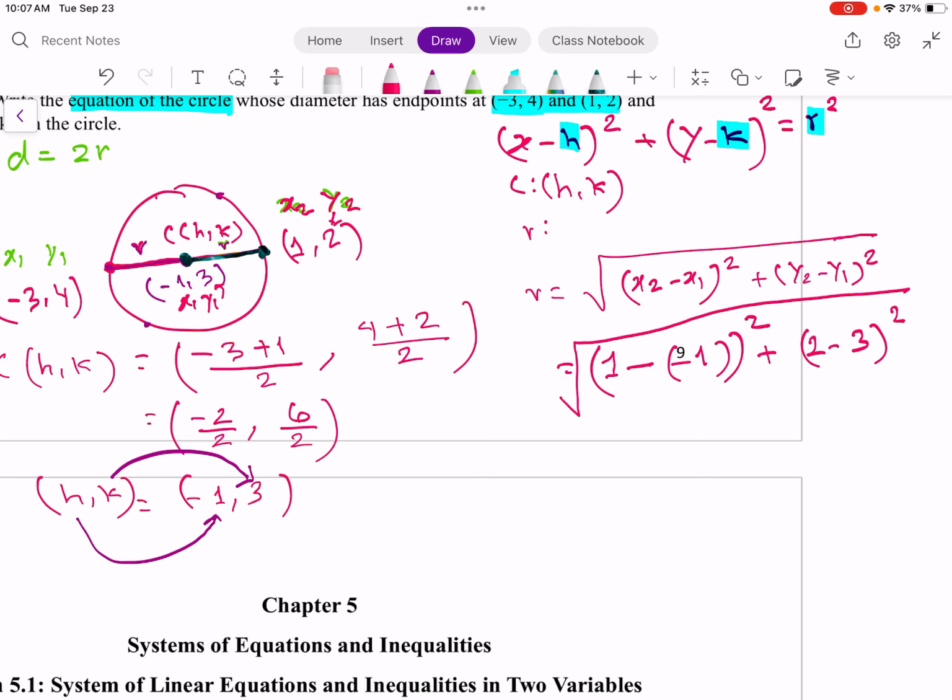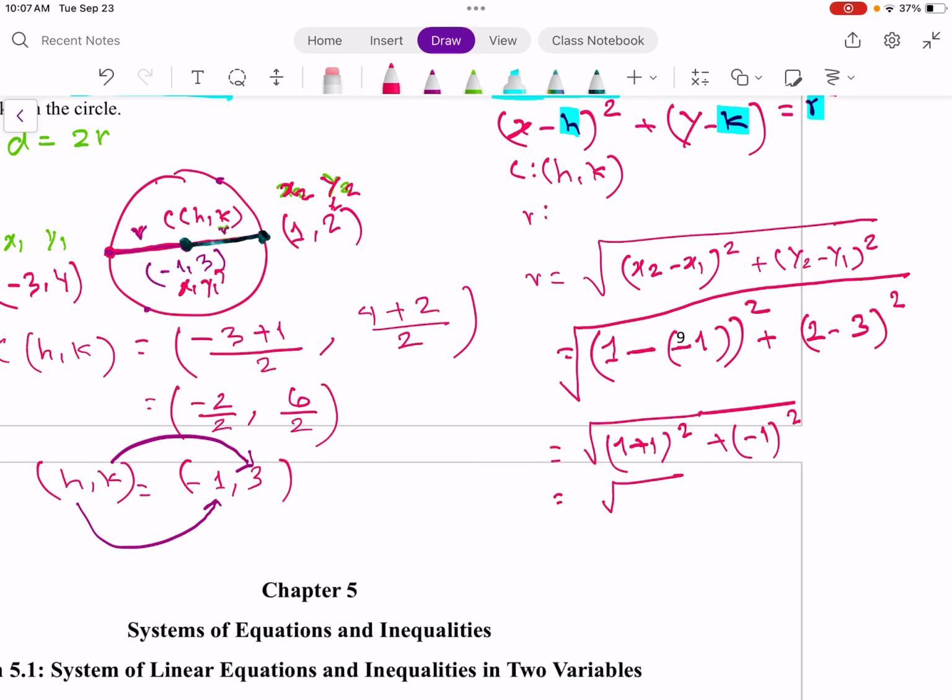Let's simplify. So this is the square root of positive 1, negative, negative 1. That is 1 plus 1 squared, plus 2 minus 3, that is minus 1 squared. So we have 1 plus 1, which is 2, and 2 squared is 4, and negative 1 squared is positive 1. So we have the square root of 5 as the radius. So the radius is the square root of 5.